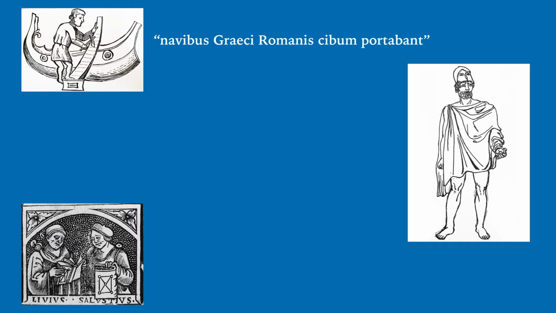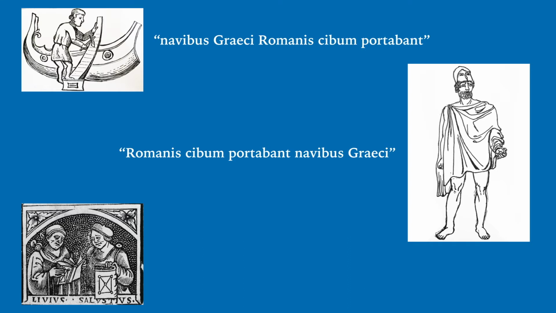Our Greek diplomat is trying to emphasize how the Greeks have helped the Romans in the past to make them obliged to help the Greeks out now, in their time of crisis. He might say, Romanis cibum portabant navibus Graeci. By placing Romanis at the beginning, he stresses the idea that the Romans have benefited, and by delaying the subject all the way to the end, he emphasizes that it was the Greeks themselves that were the ones to help the Romans.